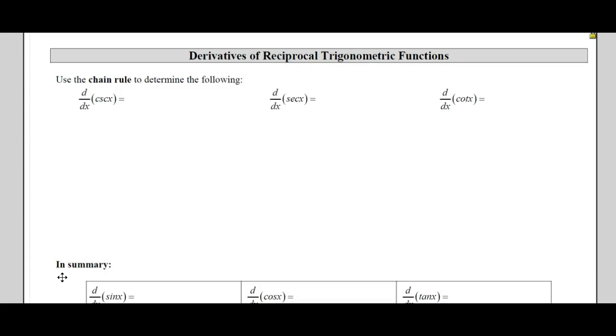Okay, so the reciprocal trig functions, which are cosecant, secant, and cotangent, also have derivatives, and we can use the chain rule to derive them. So we think of cosecant. What is cosecant? 1 over sine x, right? Or you could say it's sine x to the negative 1. Not to be confused with sine inverse of x, right? But 1 over sine x. So if we want to do that derivative, what do we do?